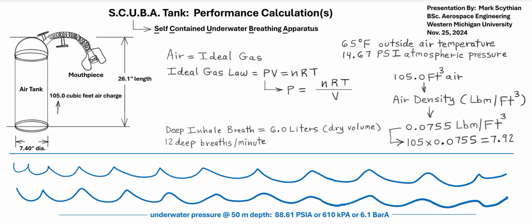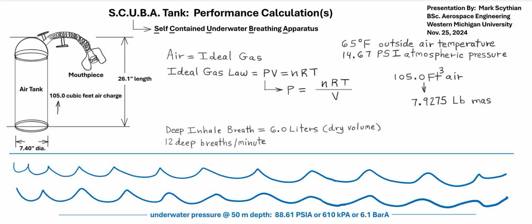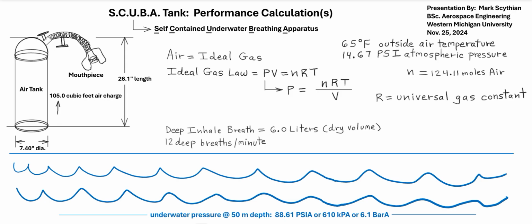So if we multiply 105 cubic feet times the air density, we calculate a mass air weight of 7.9 pounds mass air compressed into the tank. And so we know the molar mass of air is 29 grams per mole. We know there's 454 grams to a pound. So that is 3599 grams of air, then divided by the molar mass of air. So that then the end value is 124.1 moles of air compressed into the tank.